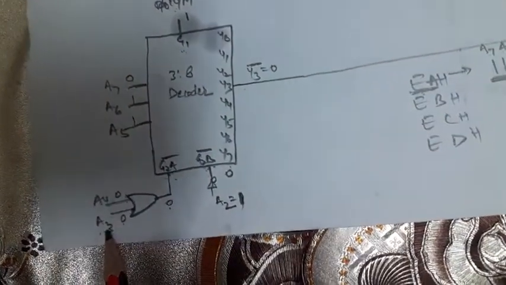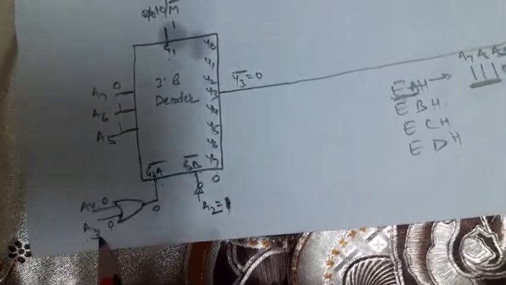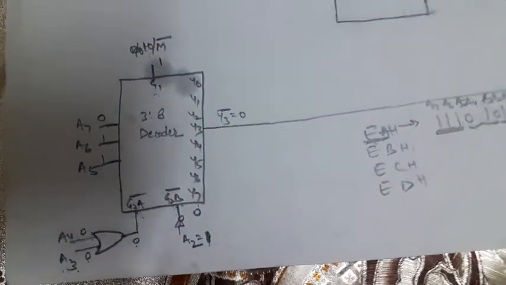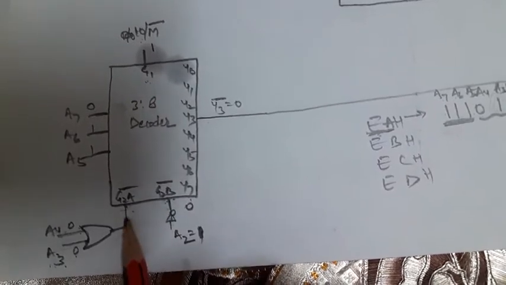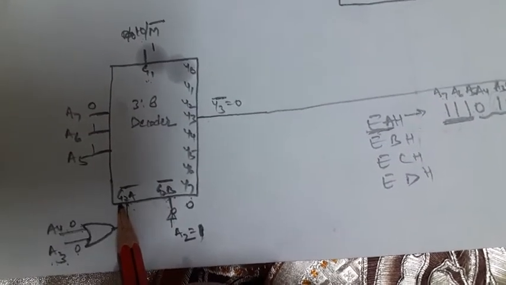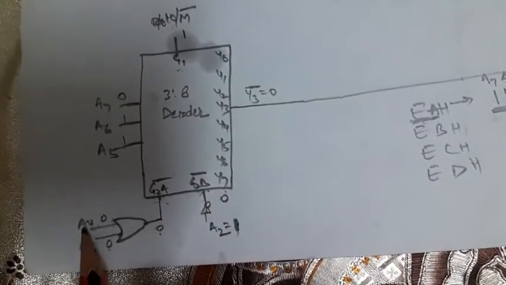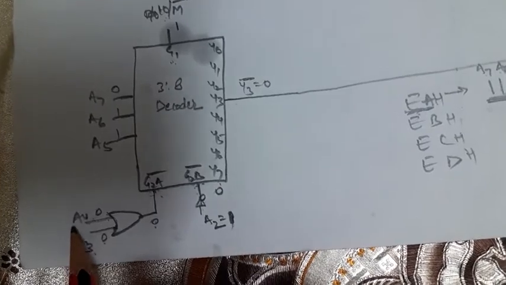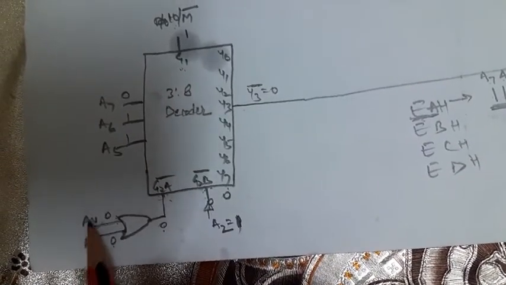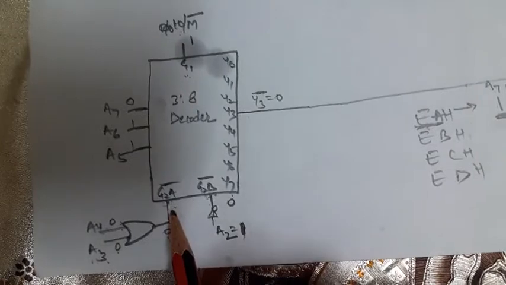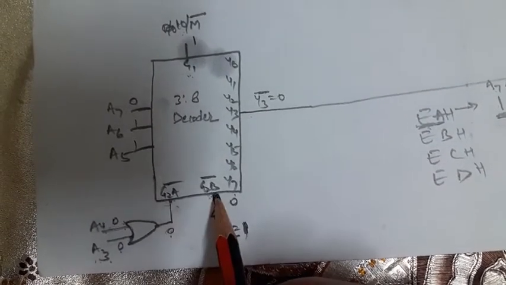Now you may have confusion: why are we connecting A3 and A4 with this OR gate and A2 separately with this? There should be no confusion. You can connect A2 and A3 over here, or you can connect A4 and A2 over here. But you need to be cautious that the 0 signal should be available at G2A bar and G2B bar. Whatever pins you take, either A2, or A2 A3, or A4 A2, or A4 A3, the 0 value should be connected to G2A bar and G2B bar.